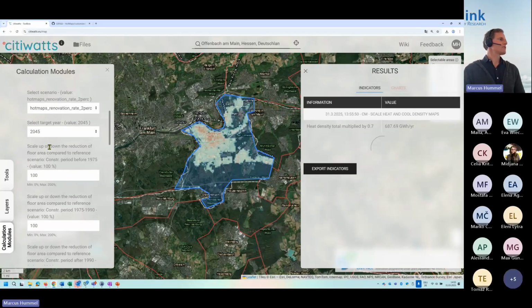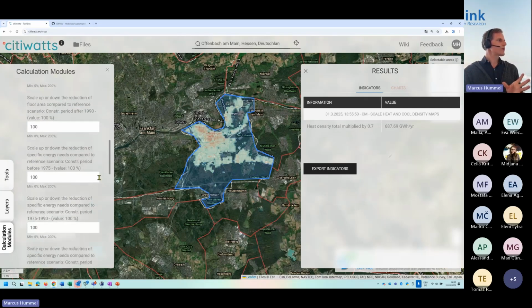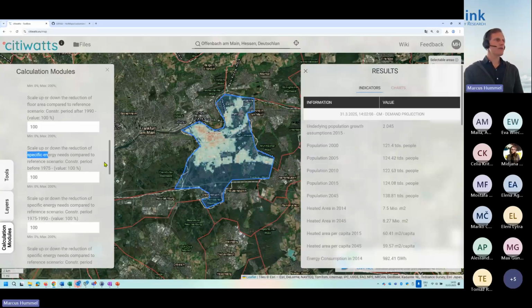And what you can change is the reduction of the floor area compared to the reference for the different construction periods. So that's what you do here for the 4 construction periods. Here, you can also scale up or down the reduction of the specific energy needs compared to the reference scenario. And that's exactly that depth of the renovation measures that are in the background. So you don't have to go into the detail of each and every building, but you can have a look.